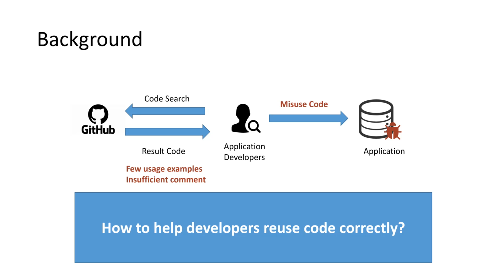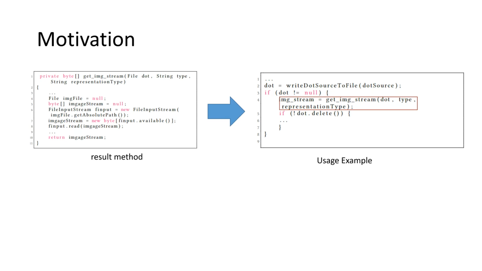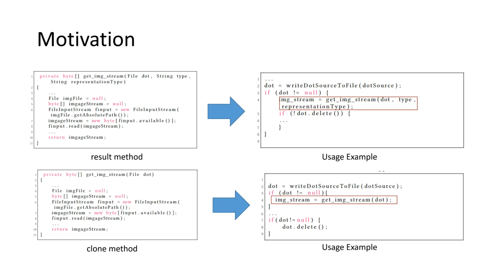So in this work, we want to help developers reuse code correctly. For example, if a developer wants to search for a method for getting images, he may get the result method named getImageStream and can find a usage example of it. However, it is hard for him to understand the usage pattern of method getImageStream from only one usage example.